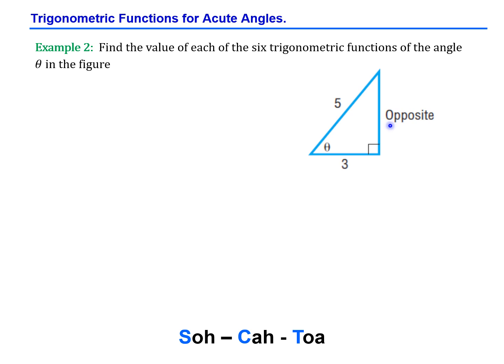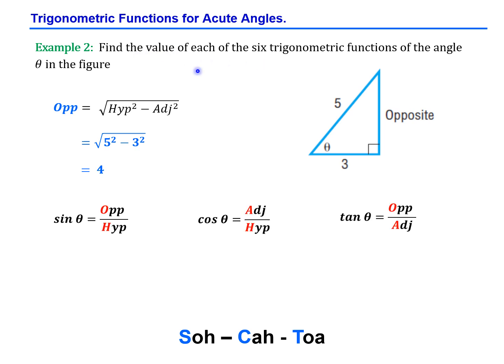So first of all, you need to find this side, which is the opposite of theta. To find this, you need the idea of the Pythagorean theorem, because this is a right triangle. So opposite is equal to the square root of the hypotenuse squared minus the adjacent side squared. And then you would just substitute the values for the hypotenuse and the adjacent, and then solve this, which will be equal to 4.